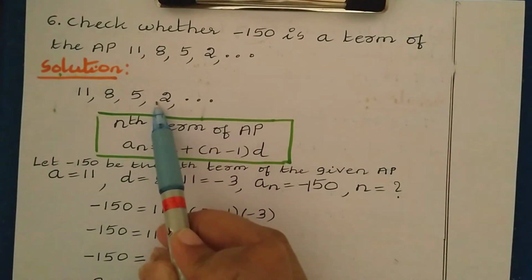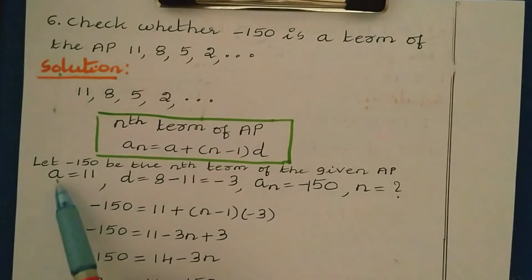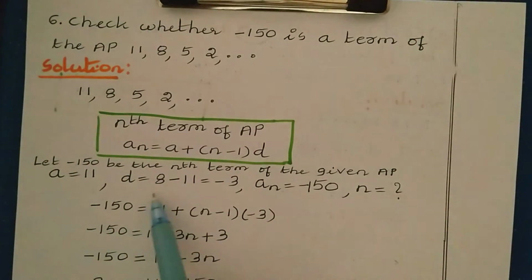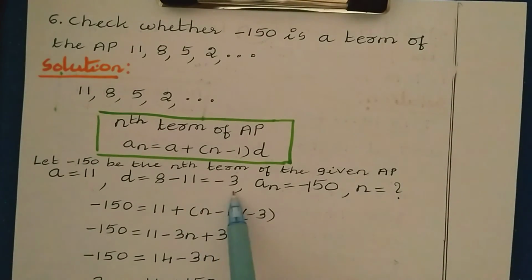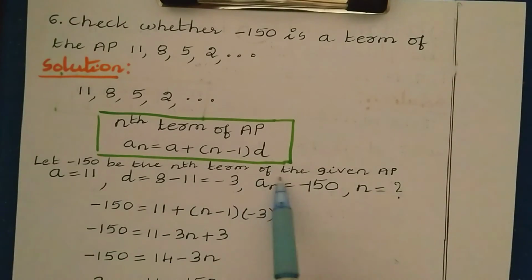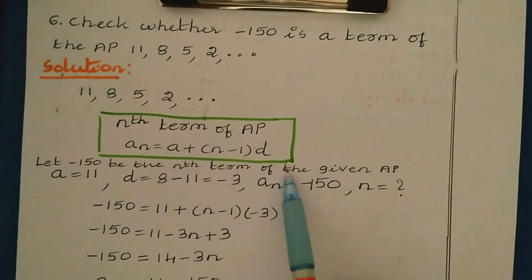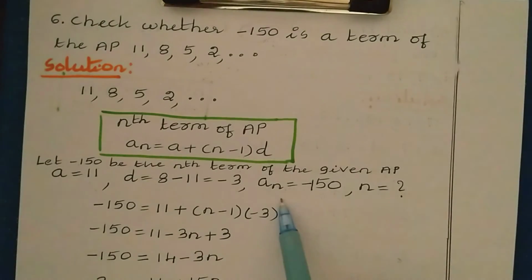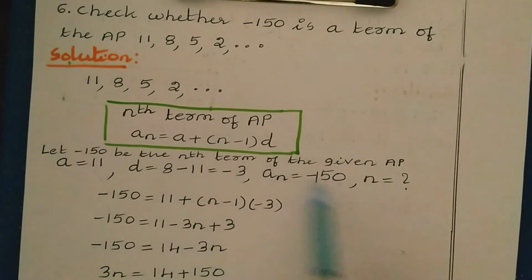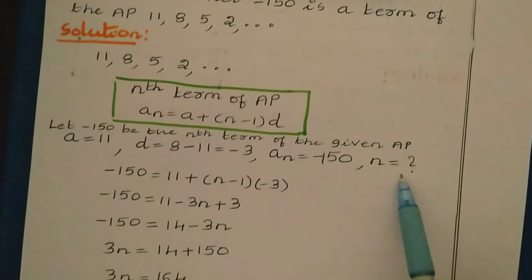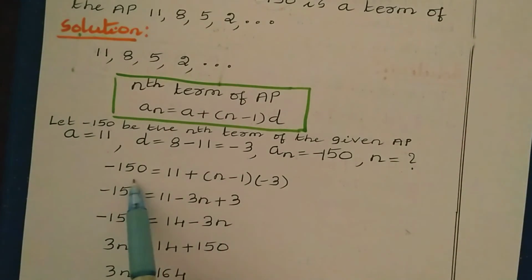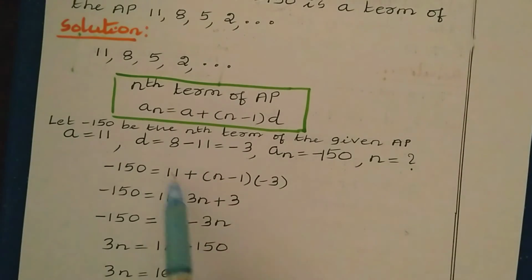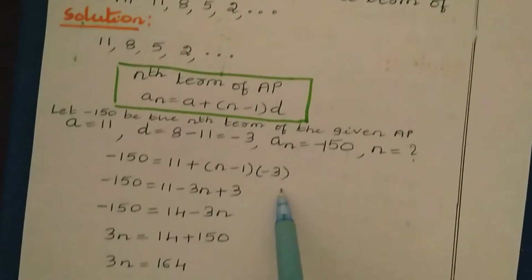Now based on this given arithmetic progression, the first term is a is equal to 11. The common difference is 8 minus 11 or 5 minus 8, that gives minus 3. Then we have taken here the minus 150 as the nth term of given arithmetic progression. So we can write here an is equal to minus 150. Next let us find the value of n. So substitute the given values in this formula. An is minus 150 is equal to a is 11 plus n minus 1 into d is minus 3.